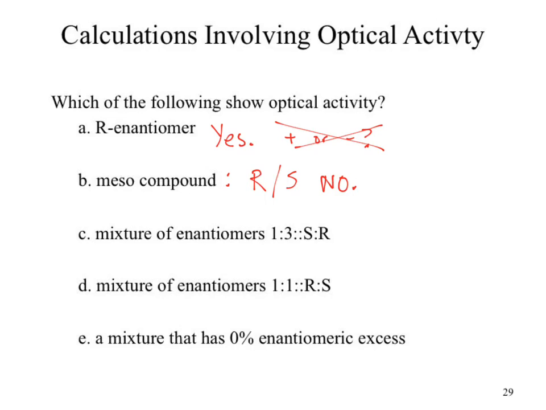A mixture of enantiomers. Okay, 1 to 3. 1 part S, 3 parts R. Should we have optical activity? Yes. The excess of R is going to cause it to have the optical activity of the R sample.